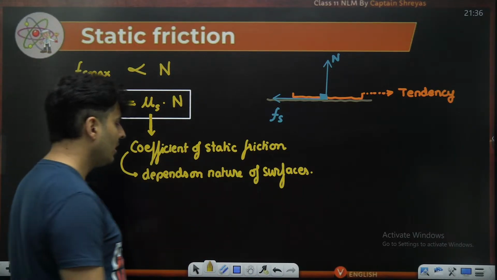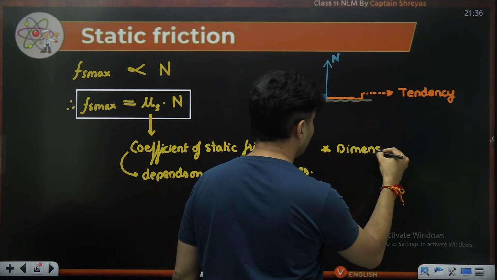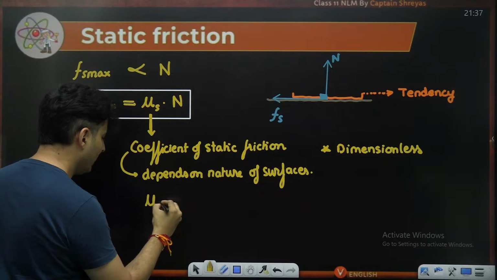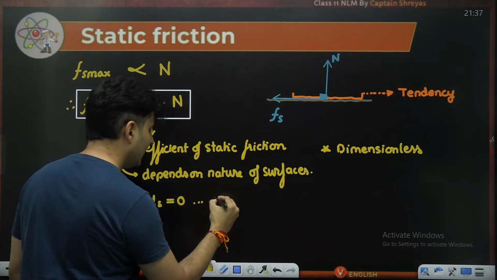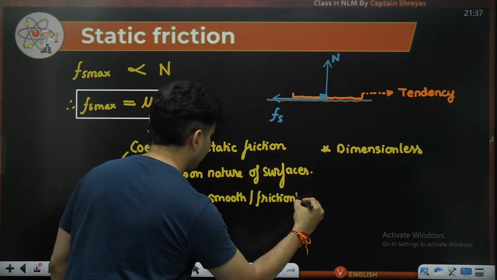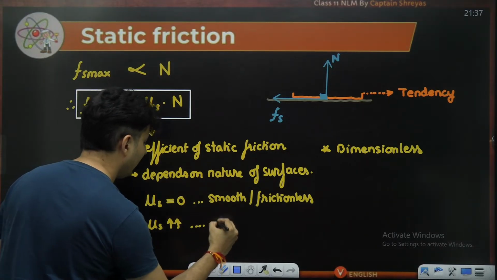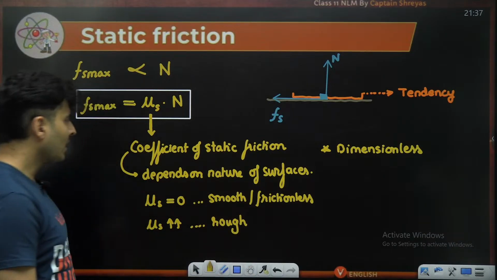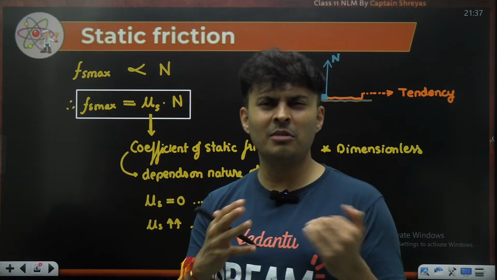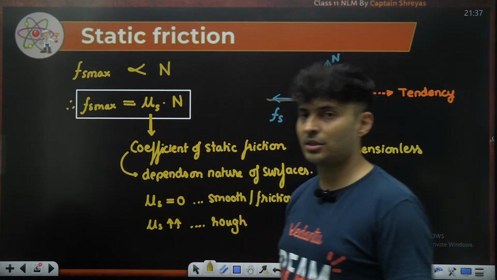It's a dimensionless number. Please keep in mind, it is, of course, dimensionless, a unitless number. Okay, and if at all mu s is completely zero, then it is very, very smooth, basically frictionless. But if mu is more, then I would say it is rough. Like if mu is 0.7 versus 0.3, 0.7 means more roughness is there. 0.3 means it is not that rough, it is relatively smoother. That is how you interpret the value of the static friction coefficient.